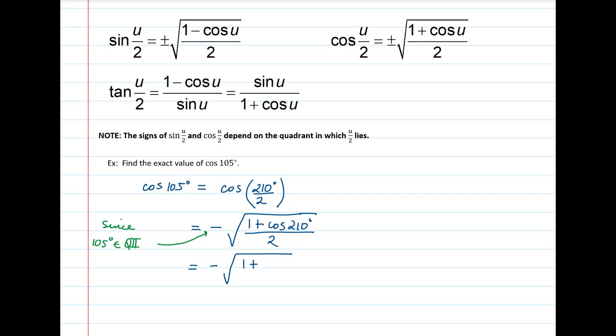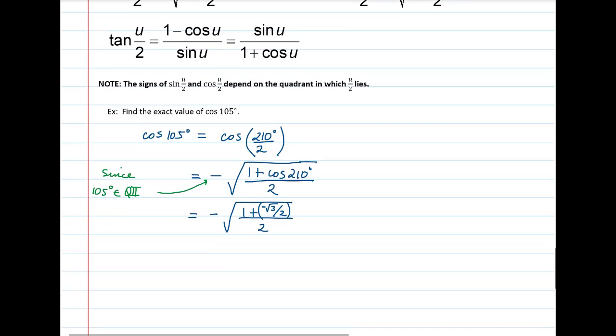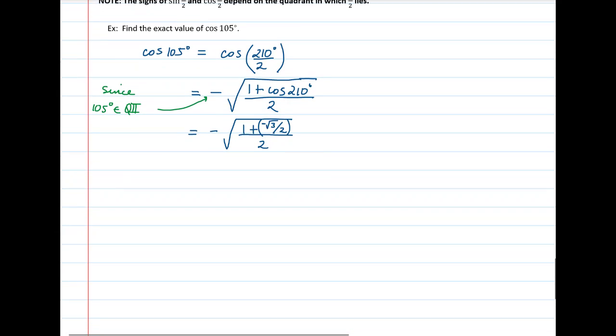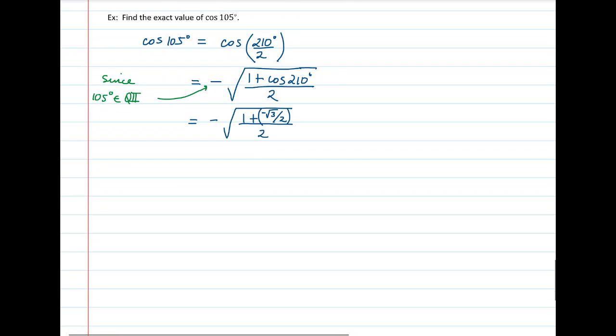All right, so here we have the negative square root of 1 plus square root of 3 over 2, which is the cosine of 210 degrees. Now remember, that's negative because that's in the third quadrant. All of that divided by 2. Here we have it. Now the rest is just simplifying this, cleaning it up in a way that is more presentable.